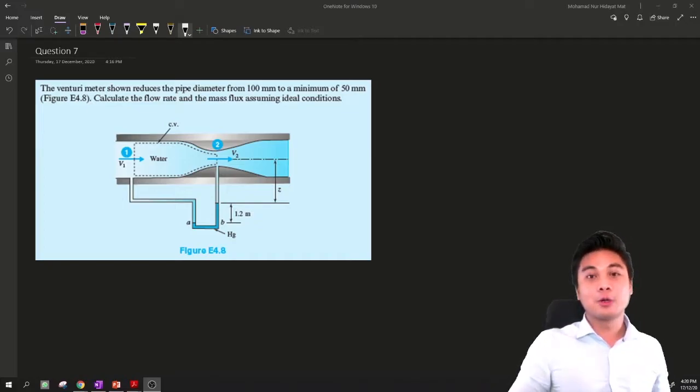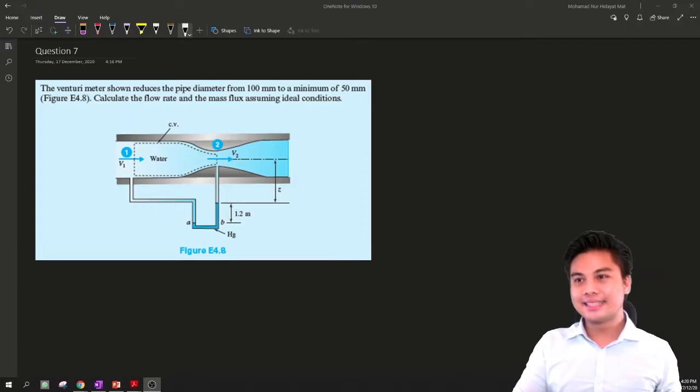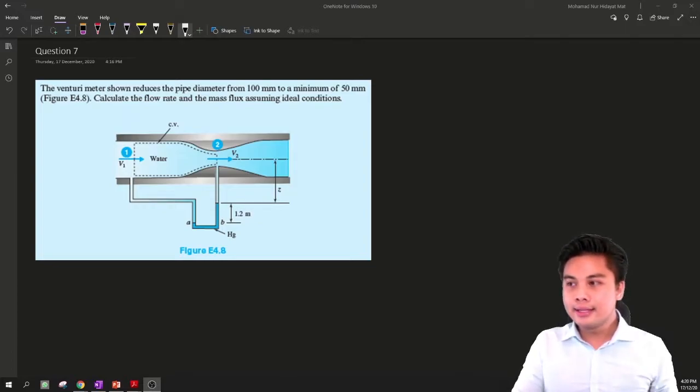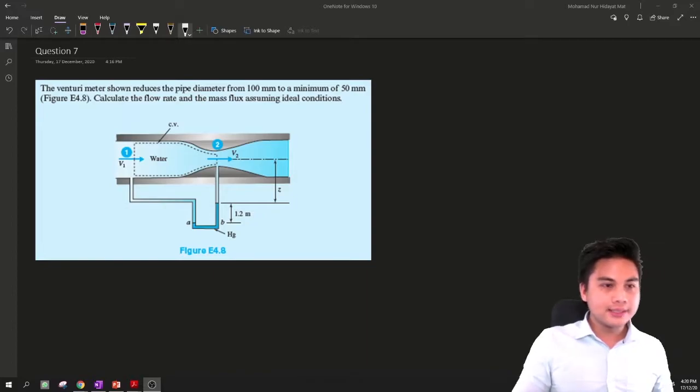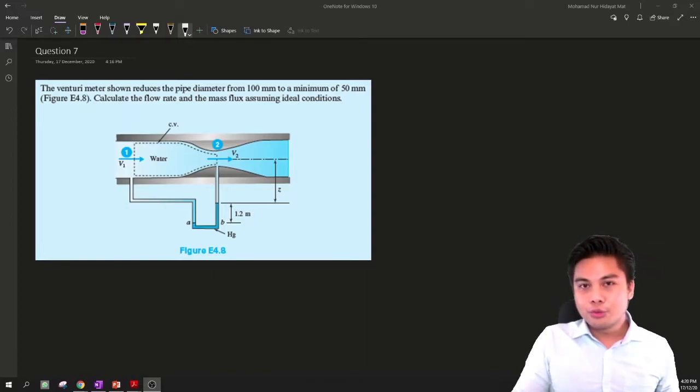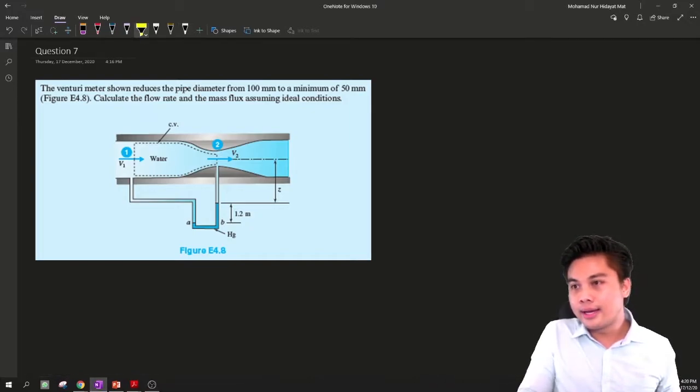Hi, we have a question, which is: the venturi meter shown reduces the pipe diameter from 100 mm to a minimum of 50 mm, as shown in the figure there. Calculate the flow rate and the mass flux, assuming ideal condition. So the first step, we need to understand what the question asks. So we need to highlight: calculate the flow rate and the mass flux.